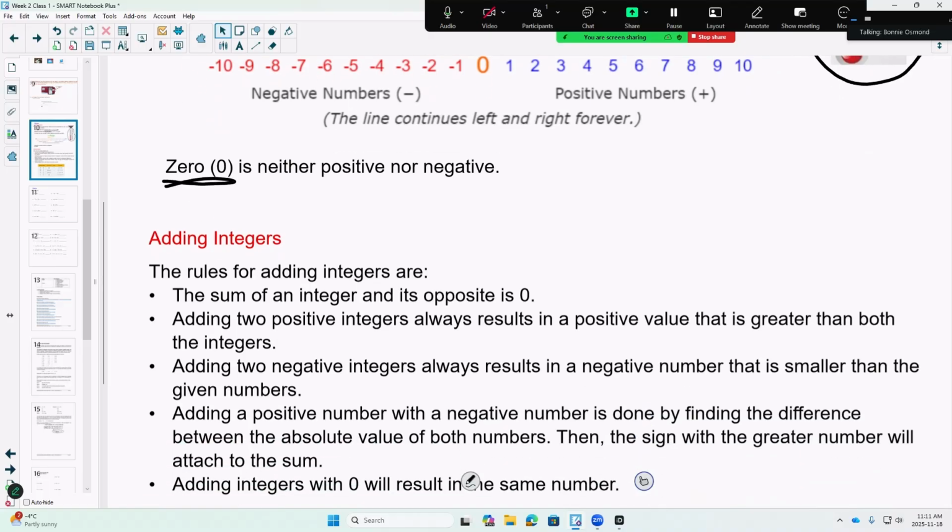The number line continues on forever in both directions, the negative direction and the positive direction. 0 is neither positive nor negative. It's very important to remember that. So if your answer to a question is 0, don't put positive 0, don't put negative 0. It's just 0.